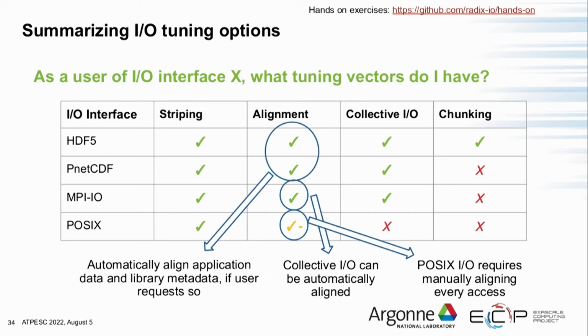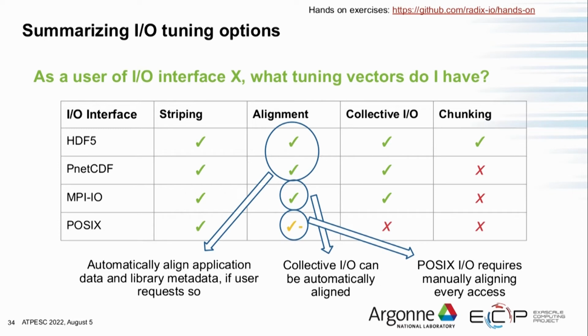On the other hand, alignment: HDF5 and PNetCDF both have the capability to automatically align your application data, which we've seen can definitely impact performance, but also can lead to larger file sizes. For MPIO, collective I/O specifically can be automatically aligned. The collective buffering algorithm will take care of alignment for you oftentimes, but independent I/O is not the same. And for POSIX, I have a check minus here because obviously you can control the alignment, but you have to do it manually, so it's not fun or something that you necessarily want to do.